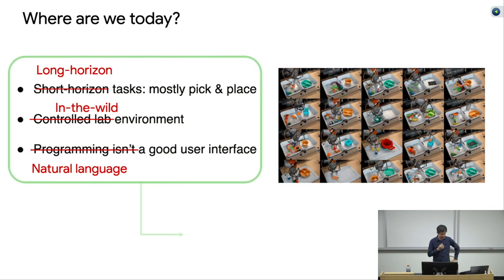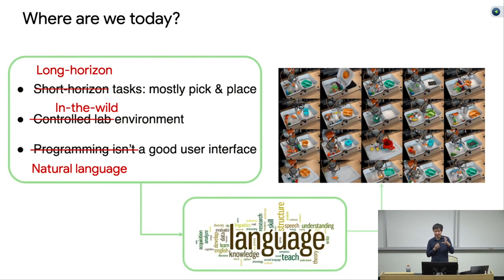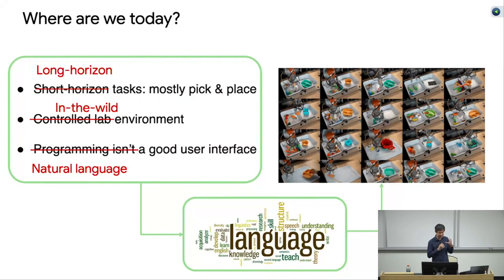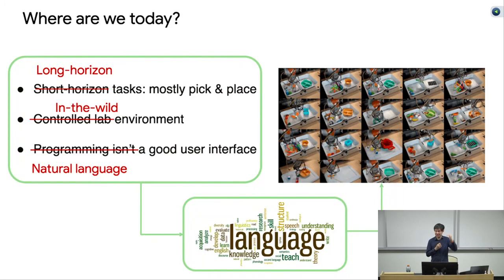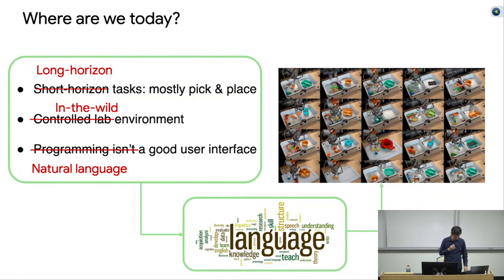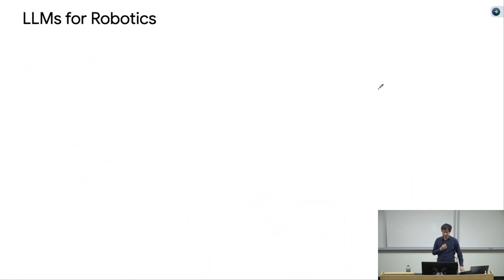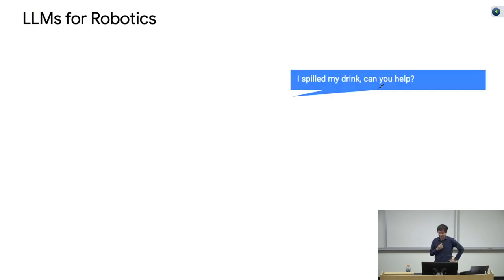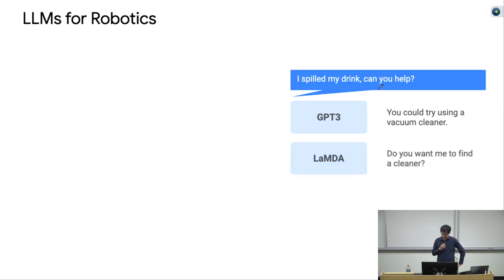We find that language is the key here. A large language model provides you capabilities to make progress in these three horizons. Can we just apply the large language model to robots directly? What's the problem? So here, I spilled my drink, can you help? They will ask different language models. GPT-3 is going to say, you could try using a vacuum cleaner. That makes sense. LaMDA says, do you want me to find a cleaner?